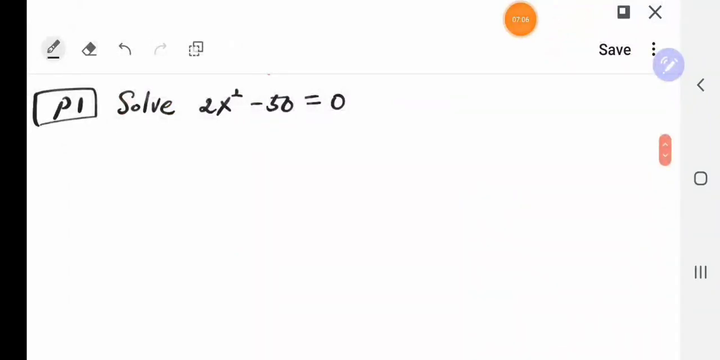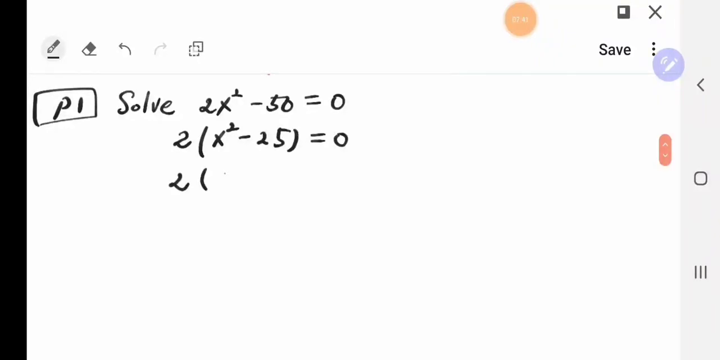Okay, this is problem number 1. This one is already written in the standard form because the right side of the equation is 0. And we have a binomial on the left side. It looks like a difference of squares because we have x squared. So let's factor out the greatest common factor from the left-hand side. So 2 is the common factor, then this will be 2 times x squared minus 25 is equal to 0.